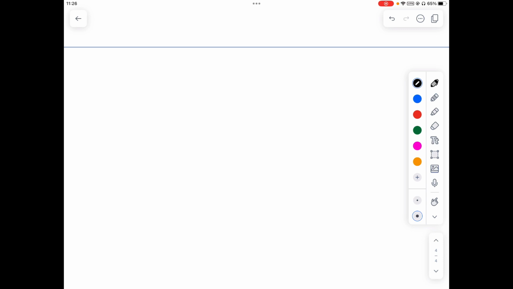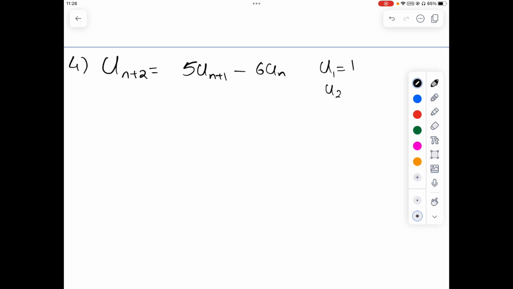Now come to question number 4. It is given un plus 2, this time given as un plus 2 equals 5un plus 1 minus 6un. And he has given u1 equals 1, u2 equals 5. What is being asked? Prove that un equals 3 power n minus 2 power n. So first I go for basis.